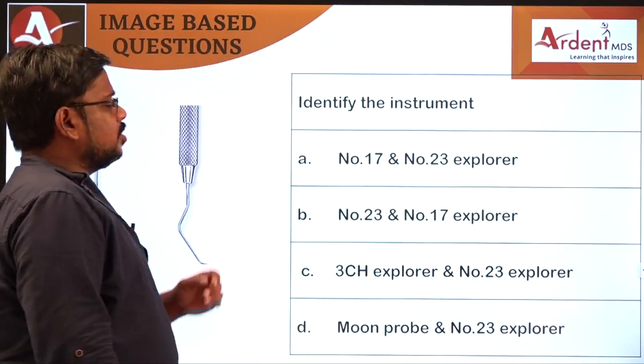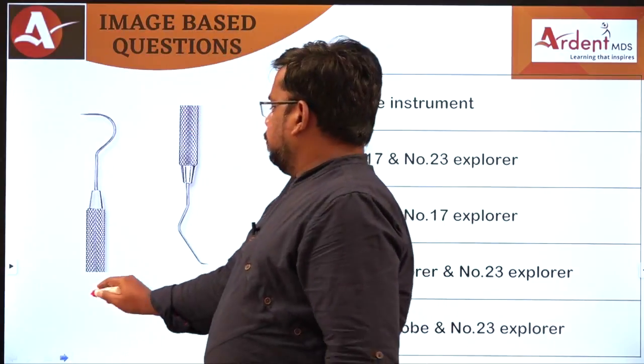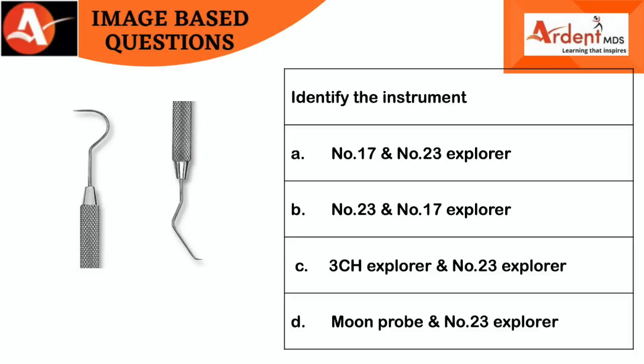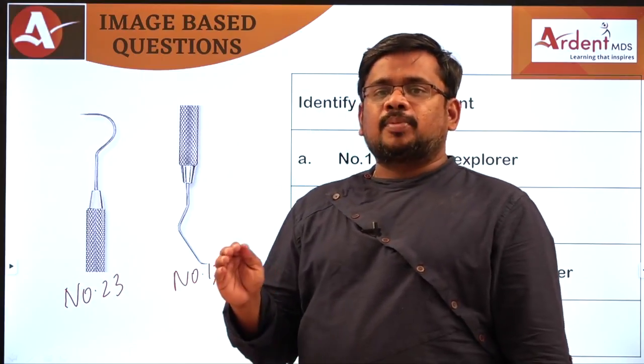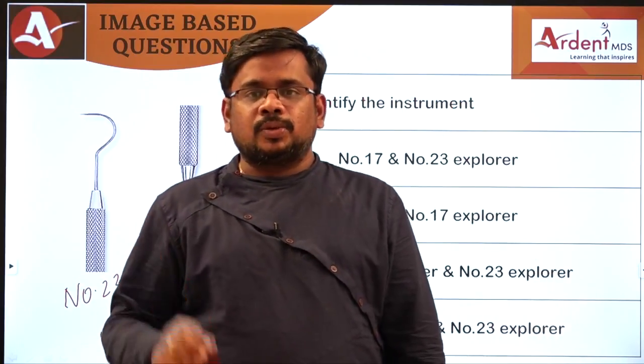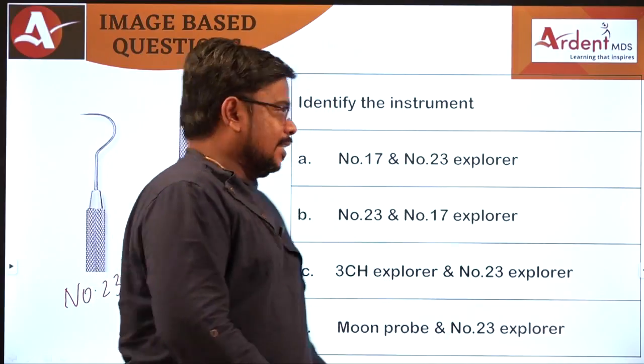Right, the next image, identify the instrument. This is probe number 23 and probe number 17. So what is the use of number 23? Number 23 is otherwise called the shepherd's hook, and number 17 is otherwise called the interproximal explorer, which is used for diagnosing interproximal caries.